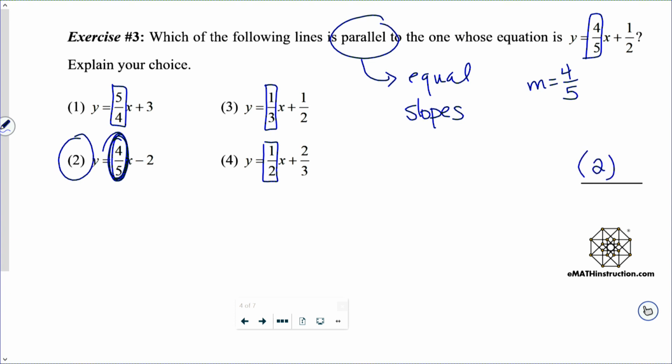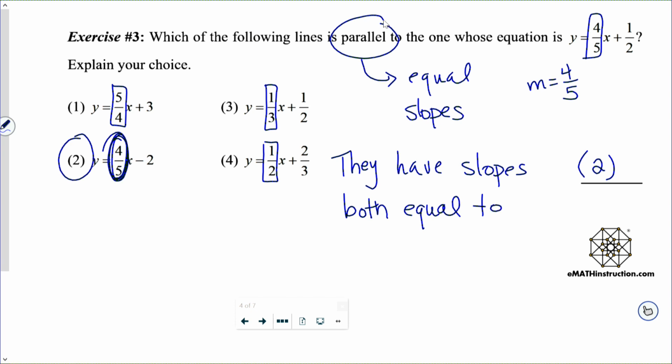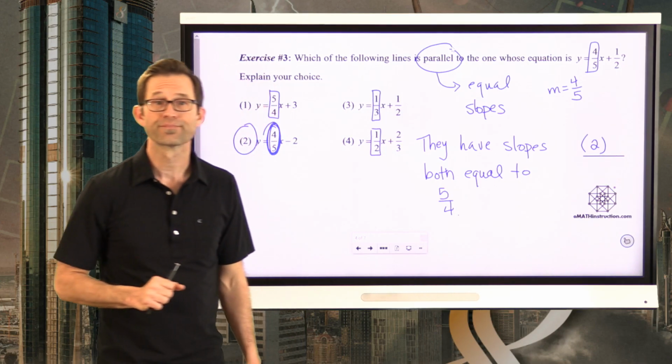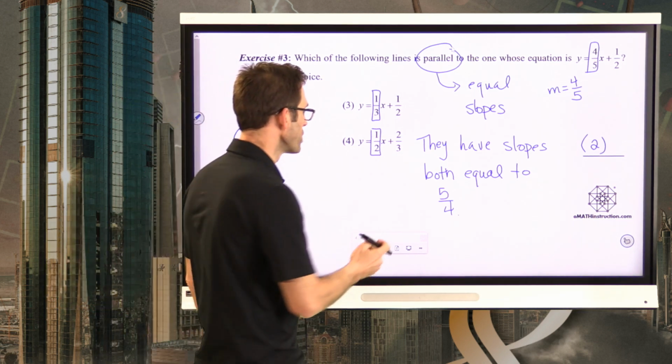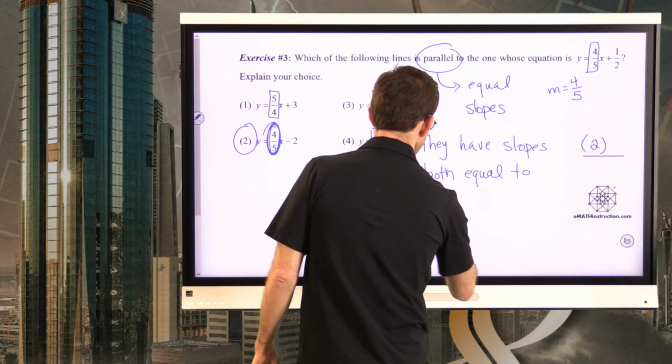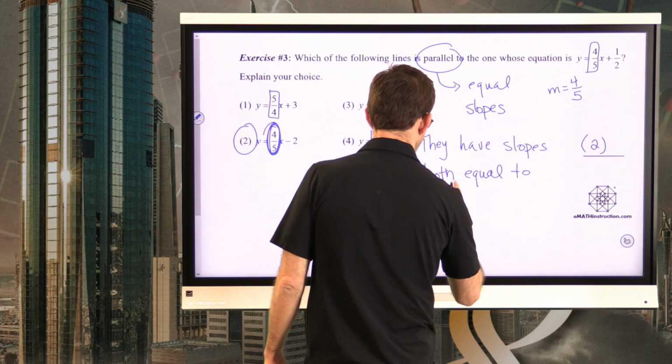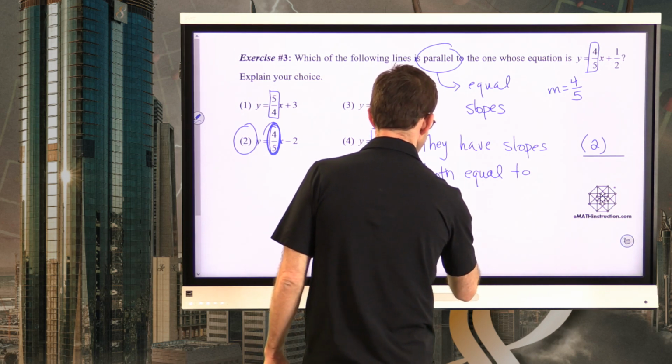And my explanation would be they both have slopes equal to 5/4. That's the reason, right? Sorry, not 5/4. They both have slopes equal to, my apologies, 4/5.